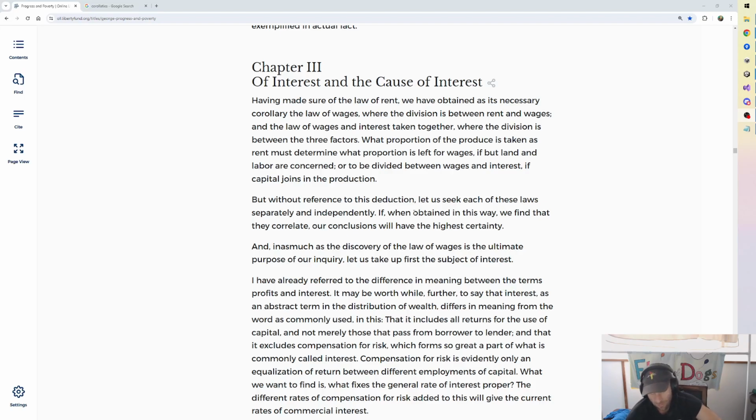All right, so we're gonna pretend we're dumber than we really are, and go at this from a new angle. Let's see, George. And inasmuch as the discovery of the law of wages is the ultimate purpose of our inquiry, let us take up first the subject of interest.